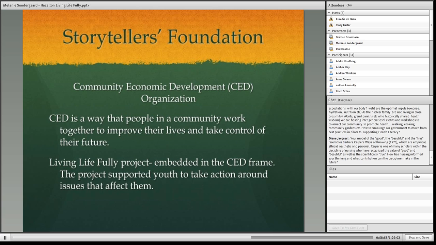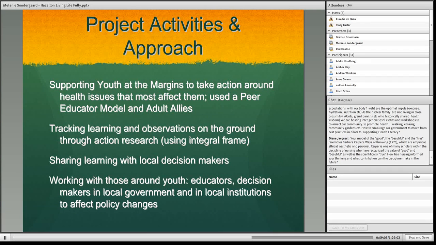So our Living Life Fully project was embedded in that CED frame, and the project supported youth in particular to, as Deirdre talked about, do some asset mapping and start to take some action around those issues that affect their health. So I won't go into too much detail. I don't have a ton of pictures to show you, but really quickly, the way we approached it in Hazleton, because there were other groups that also took on this project, was we supported youth specifically. We had some peer educators involved as well, but mainly youth that we would say are sort of at the margins. So those that were sort of struggling the most with some of the issues that I talked about, supporting them to take action around health issues that most affect them.